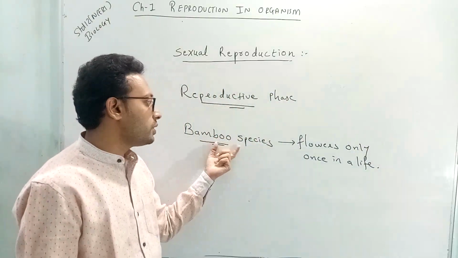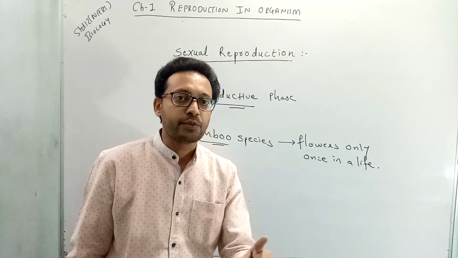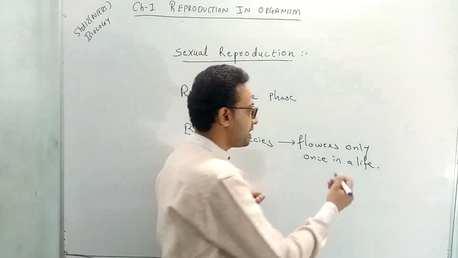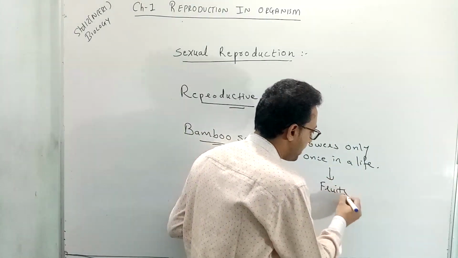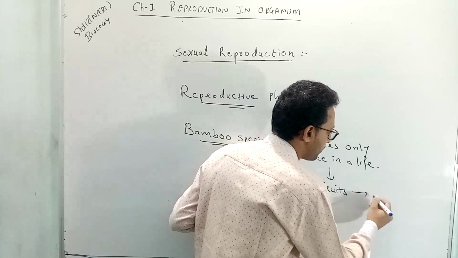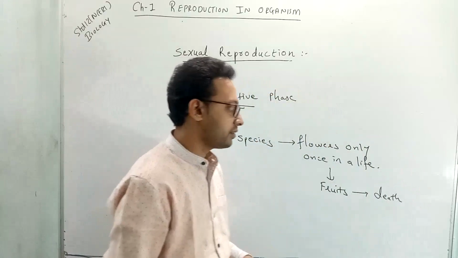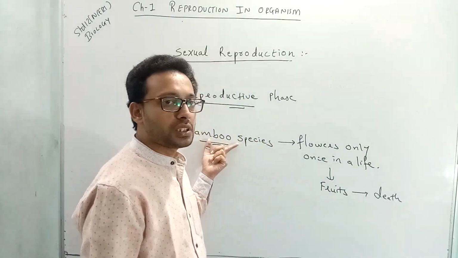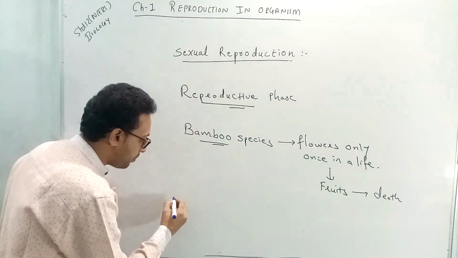Remember, this is the bamboo species which flowers only once in a life. That indicates that they can reproduce only once in a life. And after they reproduce, the flowers generate lots of fruits, and after generating lots of fruits, they will die. Clear? So this occurs in the case of a bamboo species. That's an unusual example. The second species is an important one.